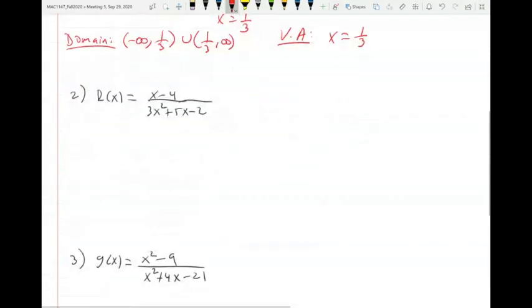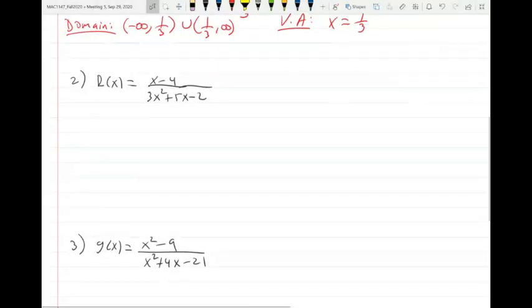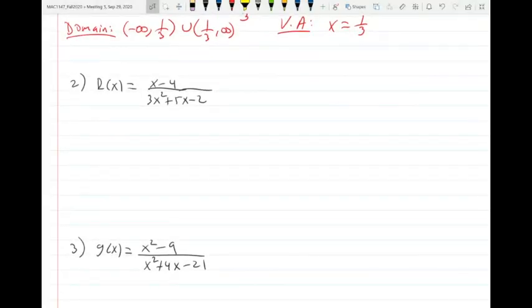So go ahead and figure out the domain and vertical asymptote for 2 and 3. I'm going to give you, say, 3 minutes to work on this, and then we're going to do it together. And again, use the theorem. Are you going to show us how to graph it too? Yes, but first you need to learn how to find the asymptotes.